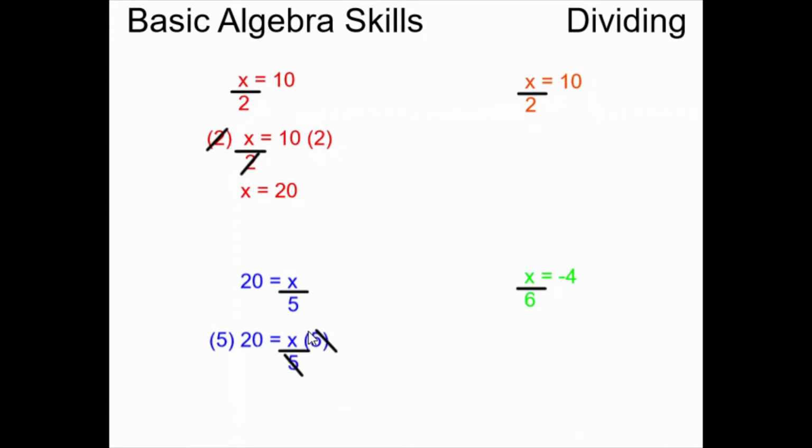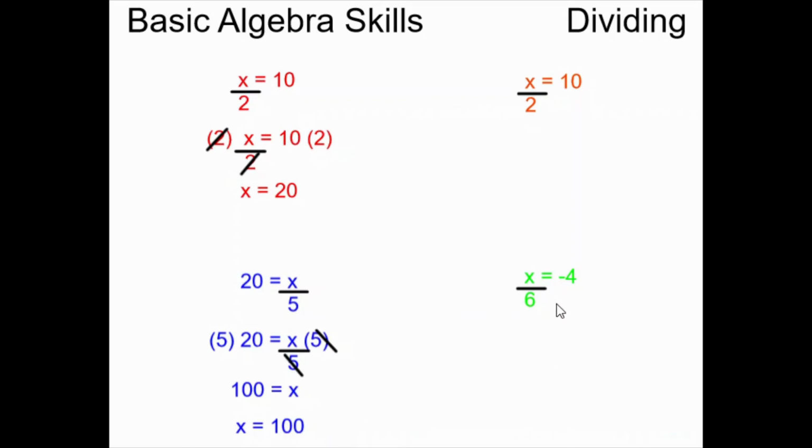These 5's cancel. My x is now alone, and 5 times 20 is equal to 100, so I have 100 equals x, which might seem like it's written backwards, but any time we have an equation, if we want, we can write it backwards. So that means 100 equals x is the same thing as x equals 100. And we have our answer.